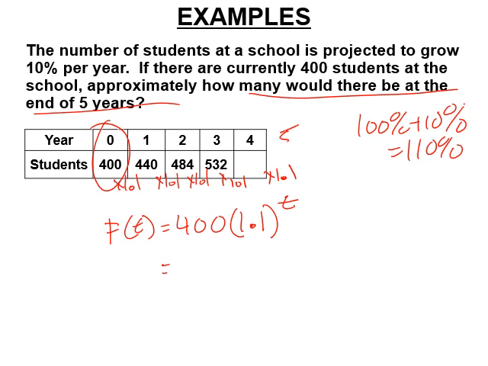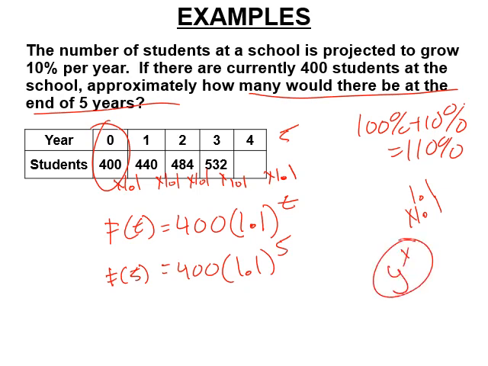So we're evaluating f of 5. So it's 400 times 1.1 to the 5th. Now, if you have a bad calculator, or don't have one at all, you're stuck doing a lot of 1.1s. But if you have a good calculator, there's a button that looks like this. And you type in the y, the base, the 1.1, and then you type in the x. So that's what I'm doing right now on my calculator.